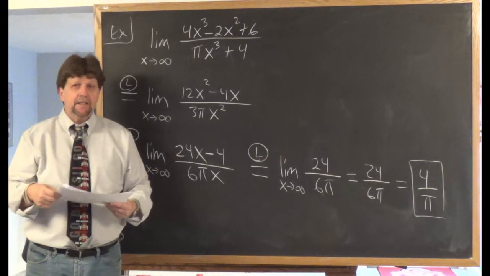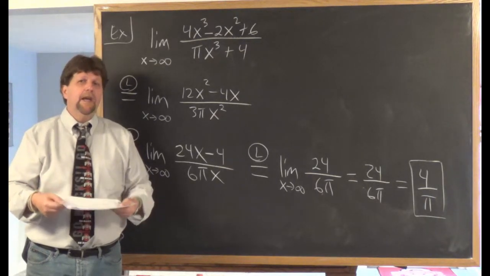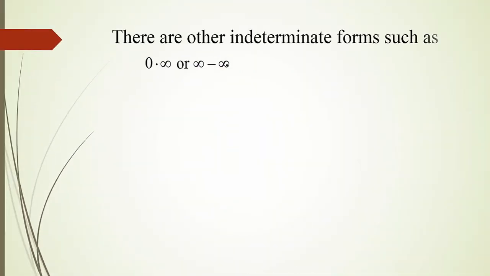So we got to head back to the slides to see what other kind of indeterminate forms we could encounter. So let's head back to the slides. All right, we saw we had to do L'Hopital's rule 3 times to get that limit of 4 over pi. And we're going to conclude this part 1 video by pointing out, there are other indeterminate forms out there. So far we've just been dealing with the indeterminate forms 0 over 0 and infinity over infinity.